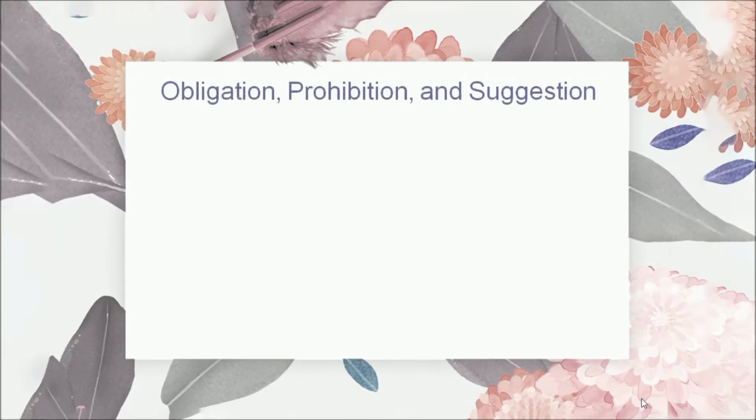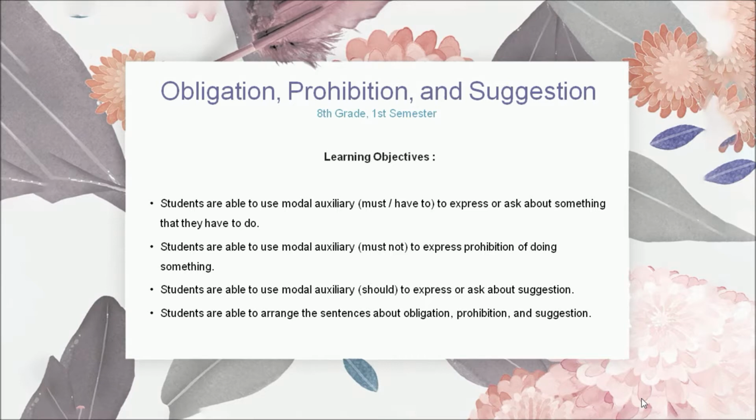In this video, we are going to explain about obligation, prohibition, and suggestion. The learning objectives of these materials are: students are able to use modal auxiliary must or have to express or ask about something that they have to do. Students are able to use modal auxiliary must not to express prohibition of doing something. Students are able to use modal auxiliary should to express or ask about suggestion. And the last is, students are able to arrange the sentences about obligation, prohibition, and suggestion.